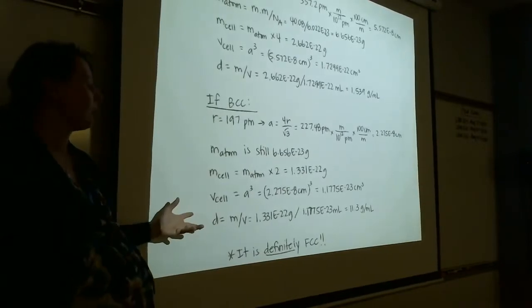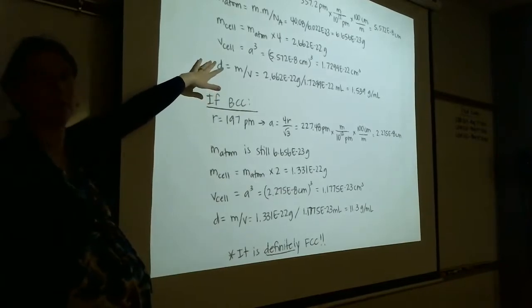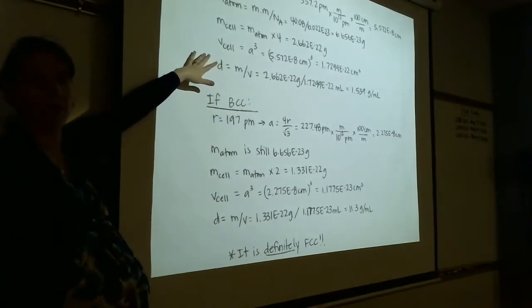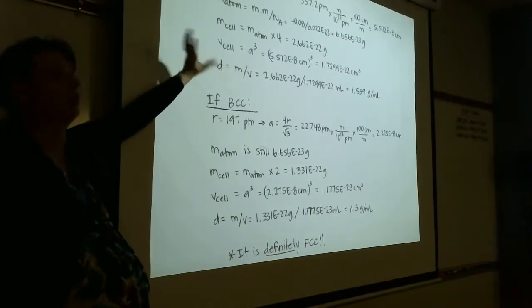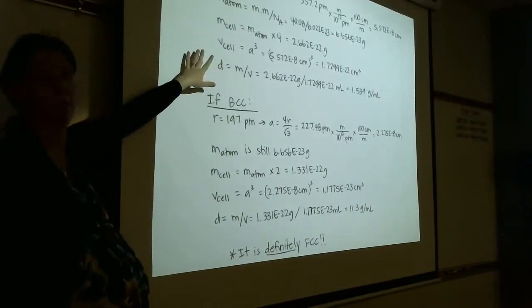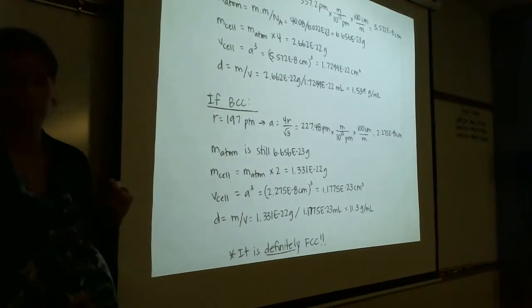Now the known value is 1.5, so whoever posted that it's face-centered cubic was correct. Does everyone see how we would do a problem like this if you were asked it on homework or a test or a quiz or something like that? Right, you have to calculate it both ways and then compare it to the known value.